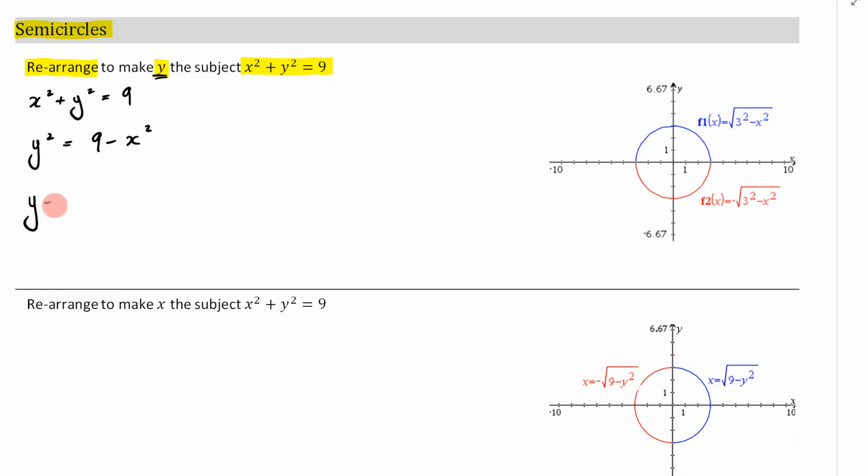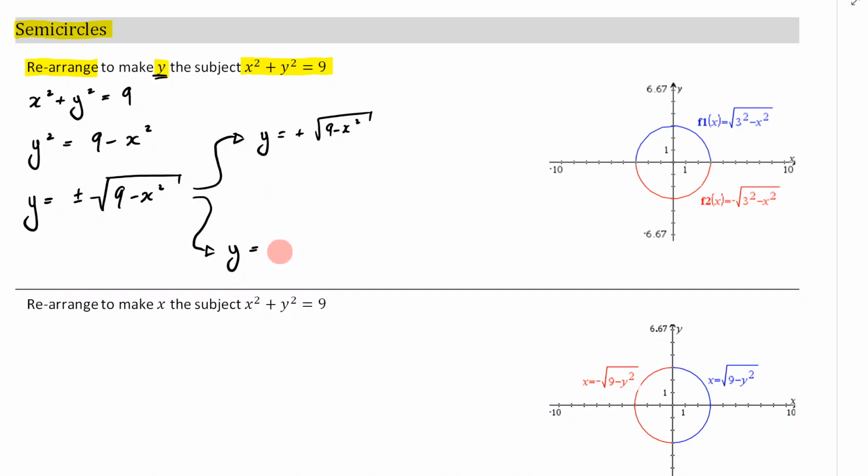Now this is where we need to be careful. Remember, when you're square rooting, you have to take the plus or minus of it. So it's going to be plus or minus the square root of 9 minus x squared. Because we've got a plus or minus, that means we've got both. Now if I draw this out nicely here, y is equal to positive the square root of 9 minus x squared, and also y is equal to negative the square root of 9 minus x squared.